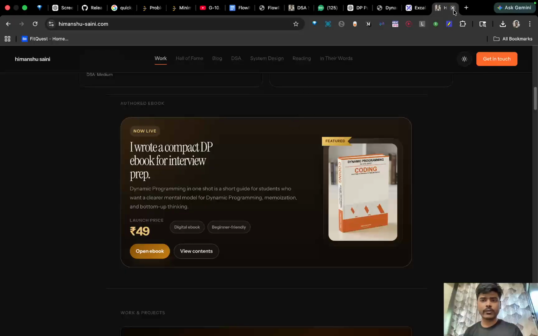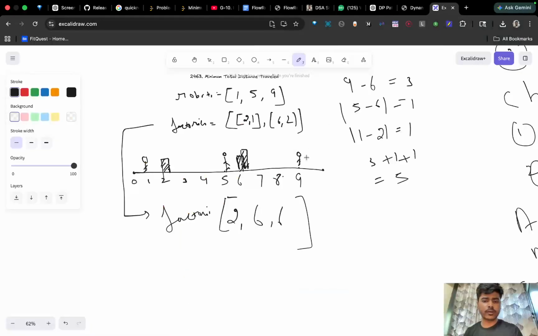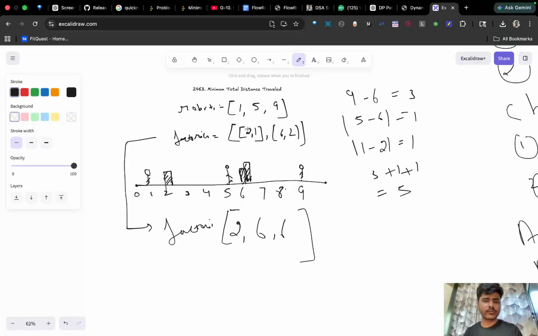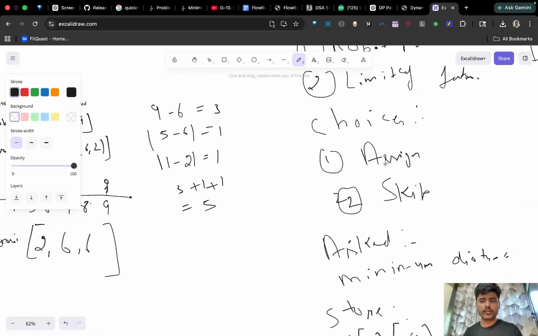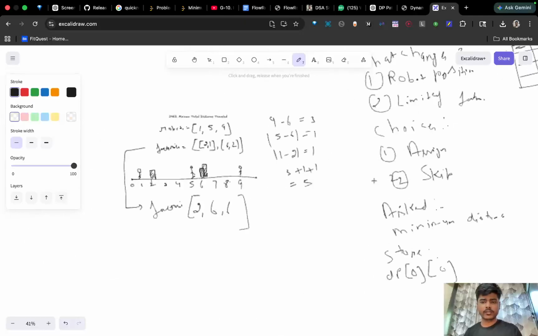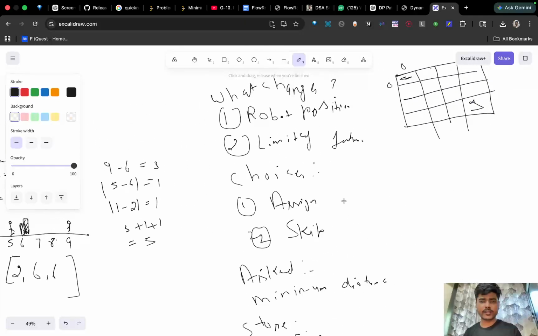So let's come back to the problem again. Okay, we have flattened these factories, we have robots, and we have the choices assign and skip. So let's try to write our recurrence relation here.